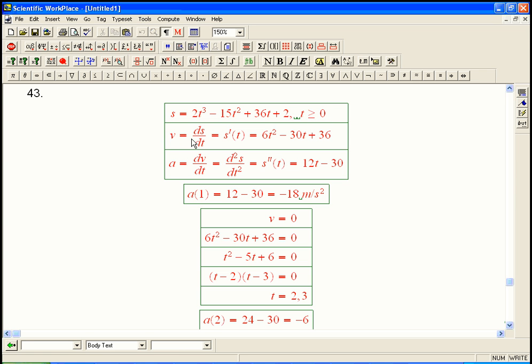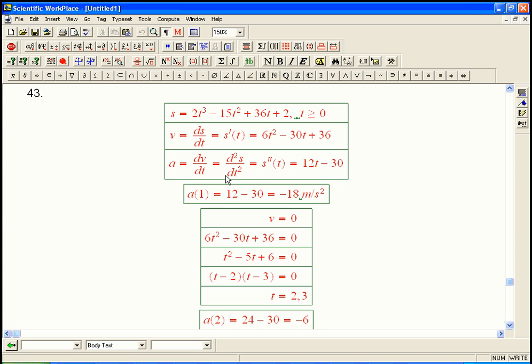The velocity, derivative of position with respect to time, that's another notation for it. And if we just take the derivative, it's 6t squared minus 30t plus 36. The acceleration is derivative of velocity with respect to time.